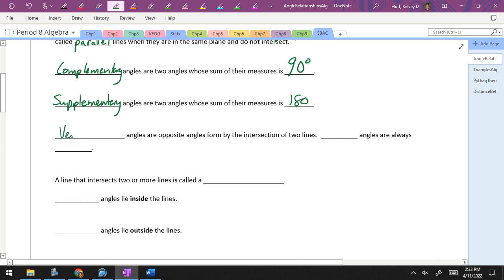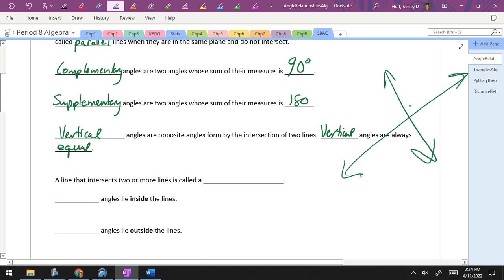Vertical angles are opposite angles formed by the intersection of 2 lines. Vertical angles are always equal. So if you have a line and it intersects with another line, angle A and angle B share the hinge point but go in opposite directions and are called vertical angles. If I tell you A is 37 degrees, you're going to tell me B is 37 degrees. Okay?